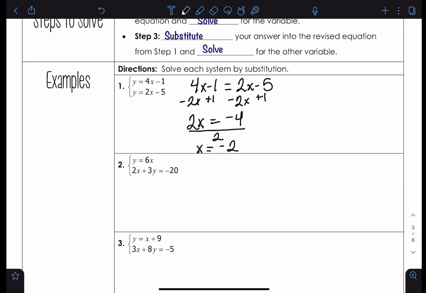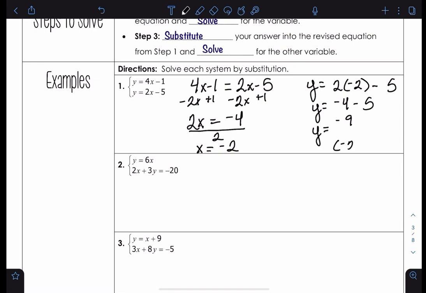So since we now have x equals negative 2, we can go back to the other equation and solve for y. So now we're going to do y equals 2x minus 5, and we're going to plug in negative 2 for the x right here, since we just solved for it. So y equals 2 times negative 2 minus 5. So y equals negative 4 minus 5, meaning y equals negative 9. So our final answer is going to be negative 2, negative 9.